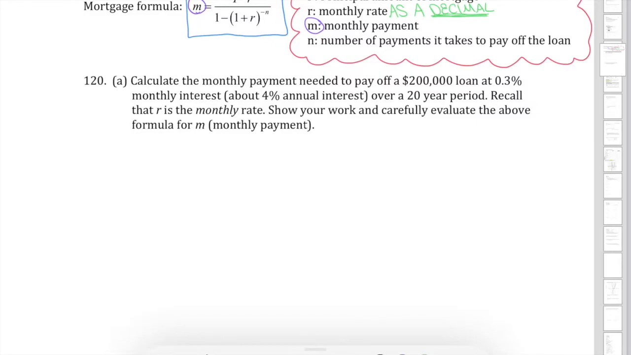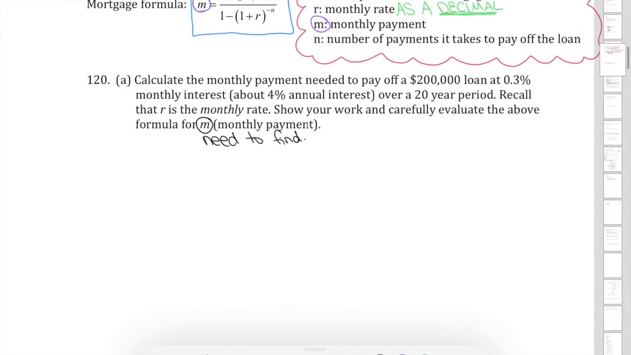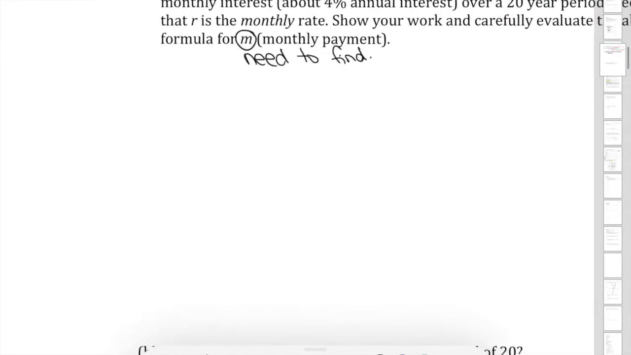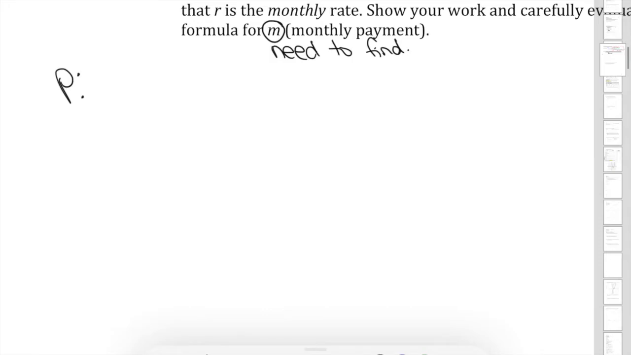Recall that R is the monthly rate. Show your work and carefully evaluate the above formula for M monthly payment. So the problem's even telling us we need to just plug in the formula to find M. So M is the thing that's not given. It's your unknown. This is what we need to find. So if that's what we need to find, then we need to plug in for the other variables, which is P, R, and N. So we need to know what P, R, and N are.